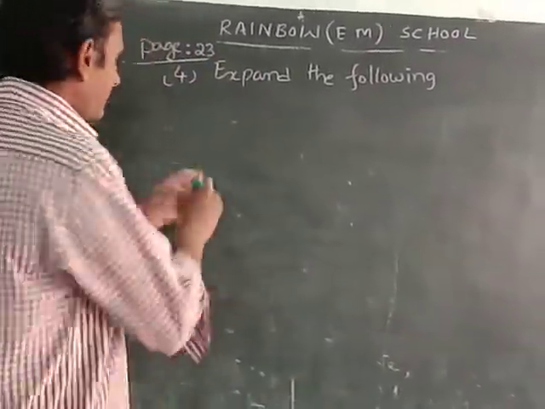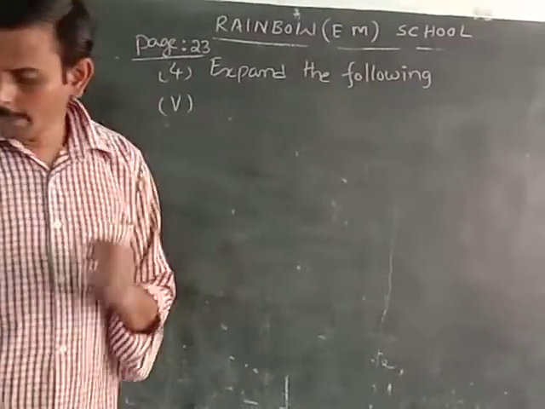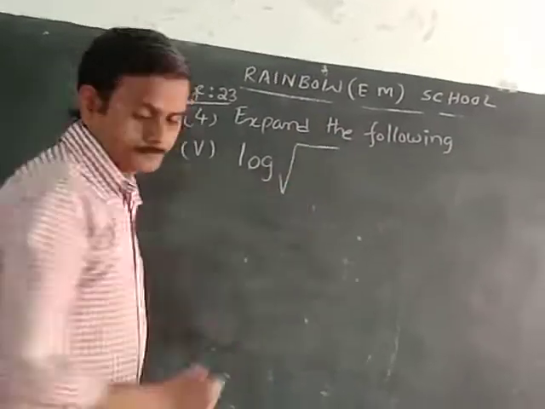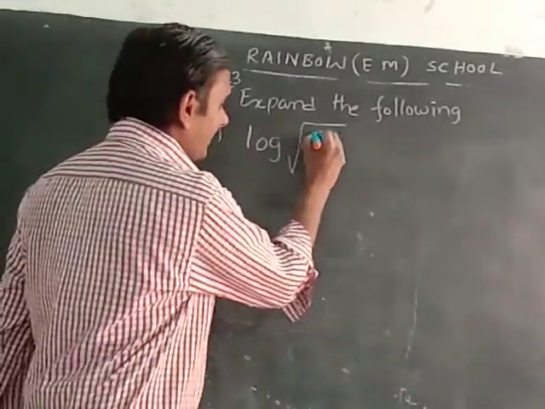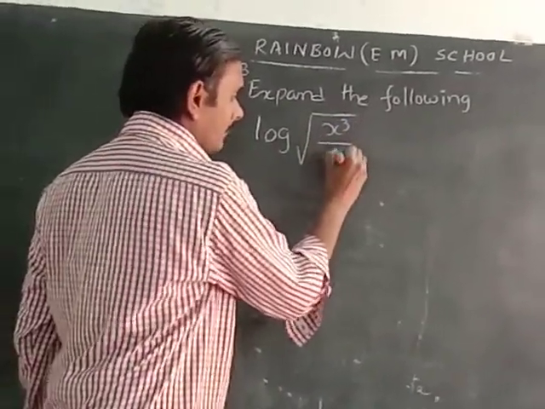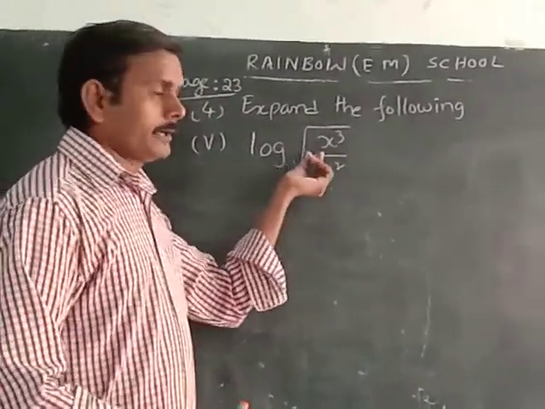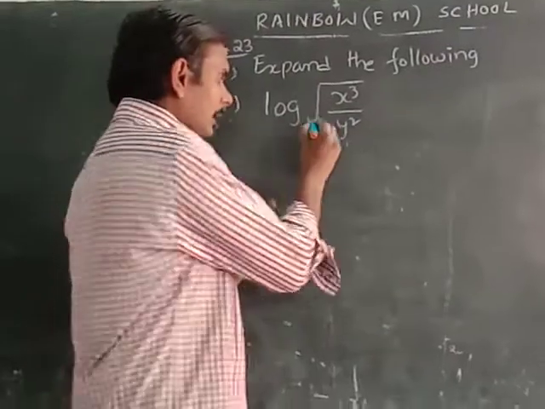Next, in that problem only, fifth question. What is the fifth question? Log of root of x power 3 by y power 2. Now we have to write the square root here. Here no order is given.